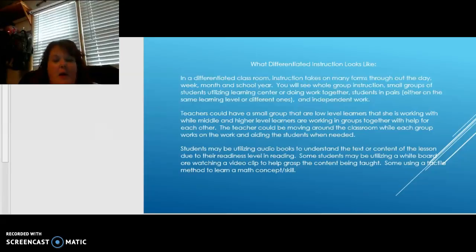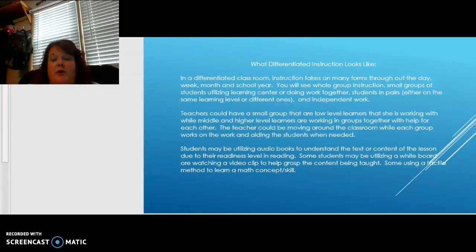You're going to see students utilizing audio books to understand the text or context of the lesson due to their readiness and their reading levels. Students utilizing the whiteboard or watching a video clip because they're visual learners, or using blocks or different types of objects to learn a math concept by using a tactile method.